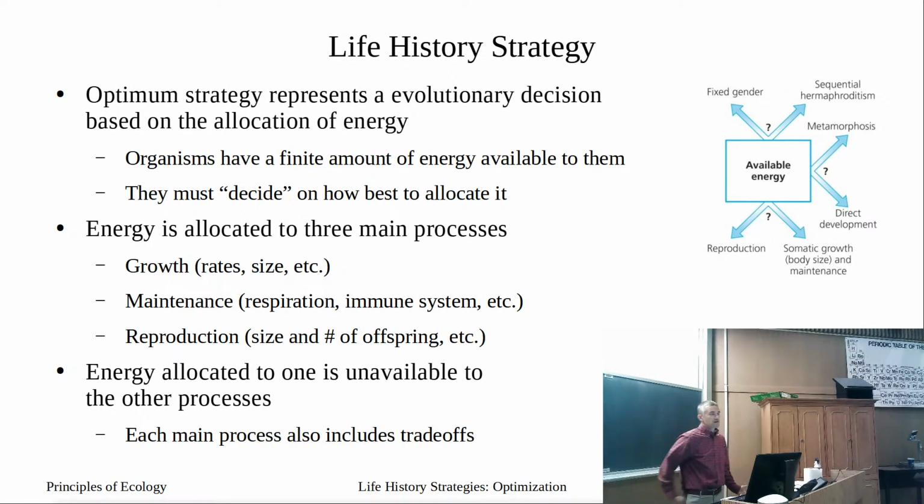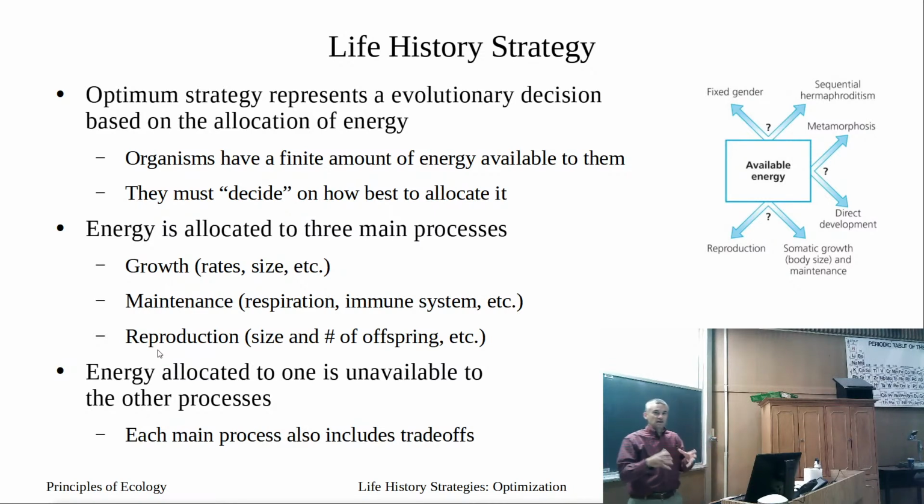Key thing, again, we've got a finite amount of energy. We've got this pool of energy. It's going to be allocated to one of these three processes. If we allocate all of the energy to growth, that means there's no extra energy for maintenance and reproduction. If we split our energy between growth and reproduction, then there's no energy available to maintenance. So that's where that finite amount of energy is coming into play.